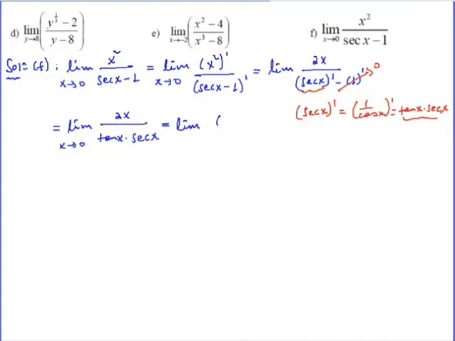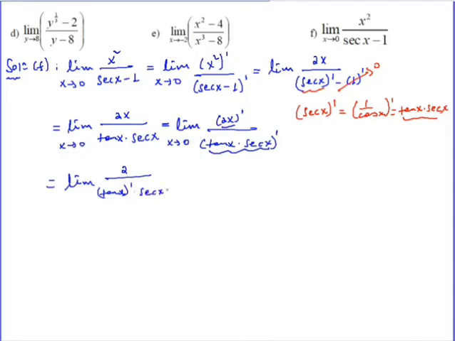So the limit of the derivative of 2x over the derivative of tan x sec x. You can take the derivative of the numerator and denominator separately. The derivative of 2x is 2, over, use the product rule for this. If you use the product rule, it becomes the derivative of tan x times sec x plus tan x times the derivative of sec x.